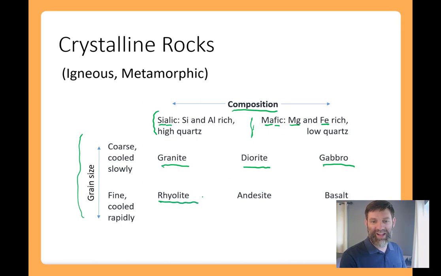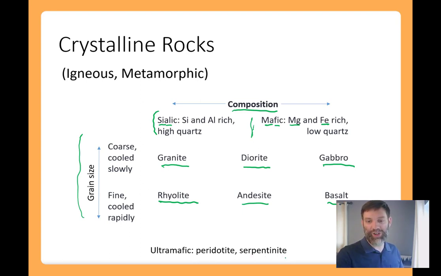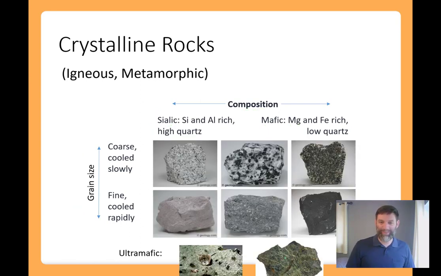Fine grain, sialic is rhyolite, mafic is basalt, and intermediate is andesite. So those are good names to be familiar with. Kind of the main representatives of our crystalline rocks. You can also have ultramafic, so these are really low in silica and really high in magnesium and iron. Things like peridotite, serpentinite, that one is metamorphic, but a common ultramafic rock in composition in this area, or in the Central Coast. So there are some pictures to kind of give you the visual here.